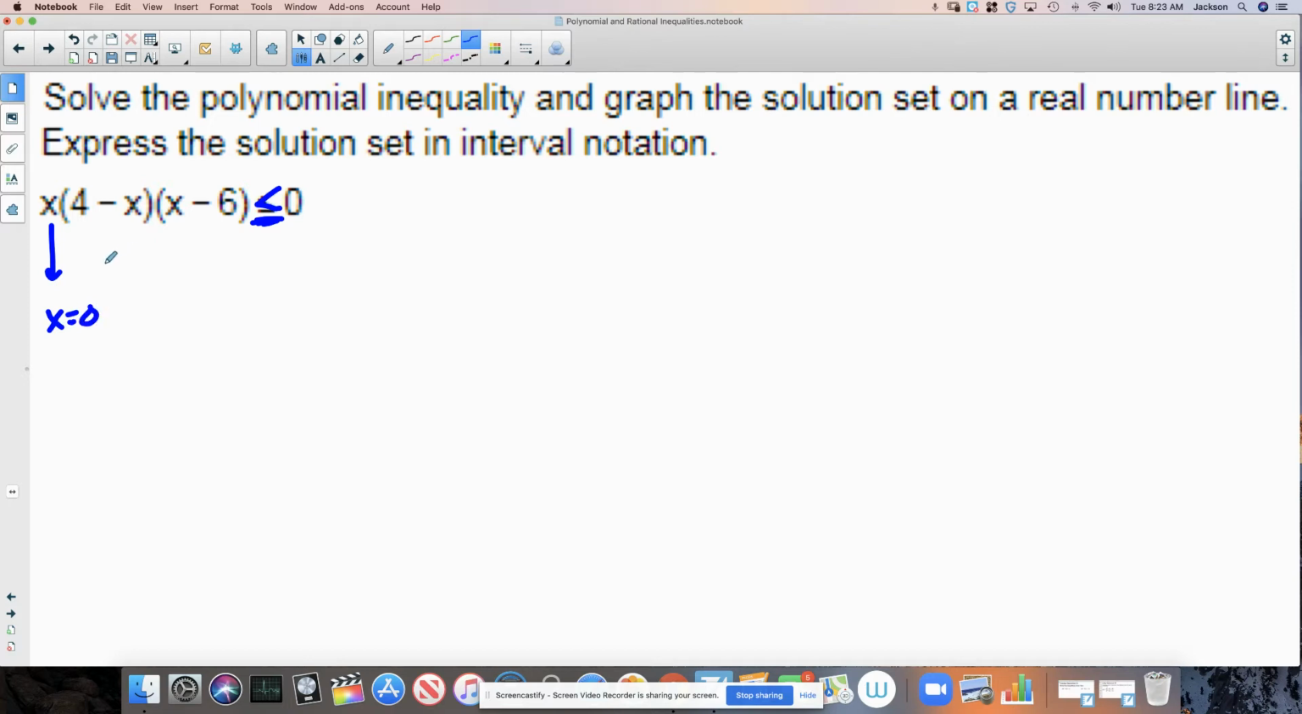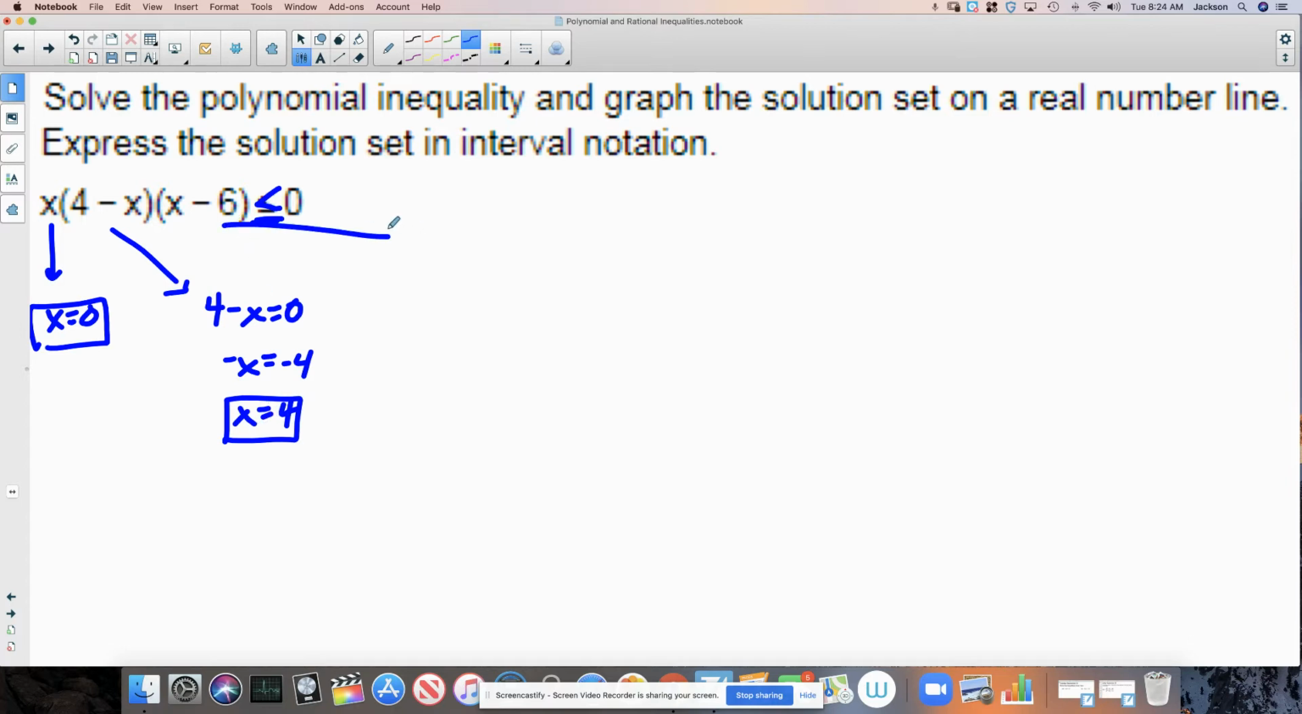We get x equals 0 here. This one's a little tricky, right? We have 4 minus x. What's the 0 here? If we subtract 4 from both sides, then we'd have to multiply by, excuse me, divide by -1. So this one is actually 4, and then this one here is the 6 that we get, right? Since all of these are first degree values of x. All right, so here are our 3 zeros.